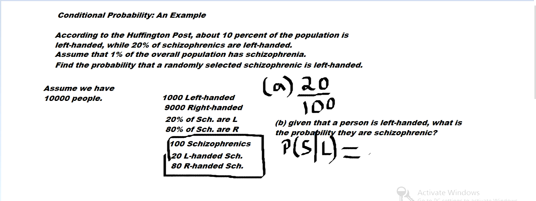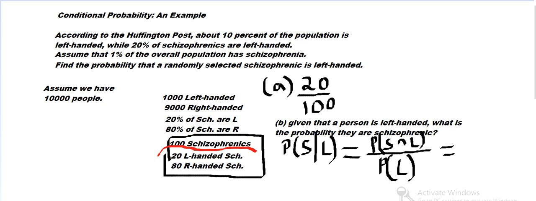And so that's out of all people that are left-handed. So out of the total of all the left-handers, how many of those are also schizophrenic? So we find how many are schizophrenic and left-handed. Schizophrenic and left-handed, that was 20 again.